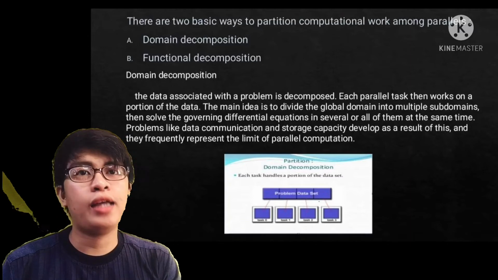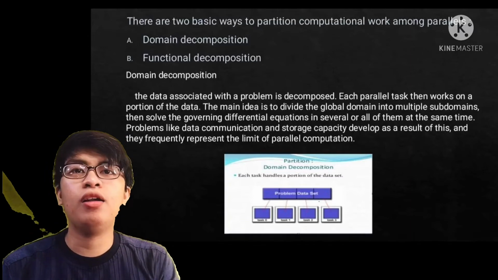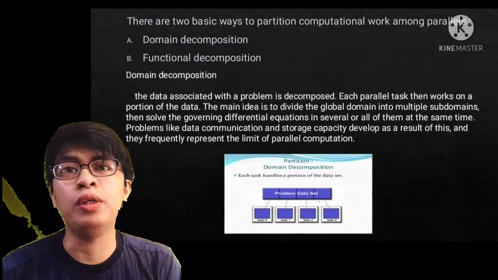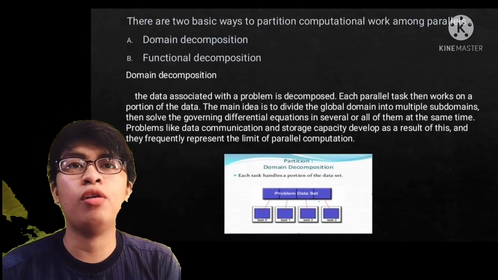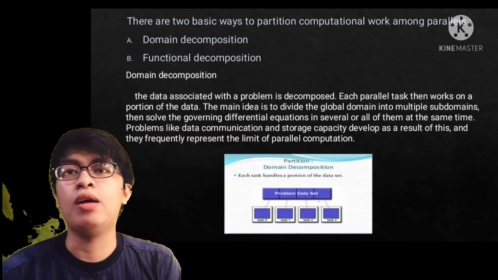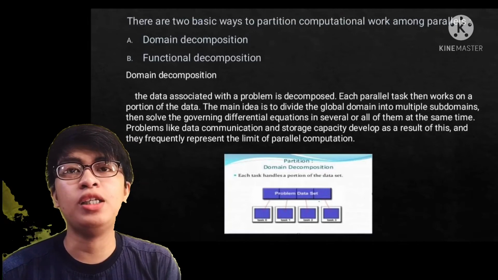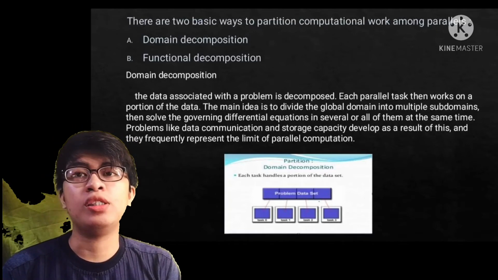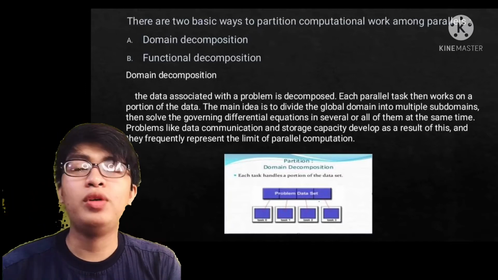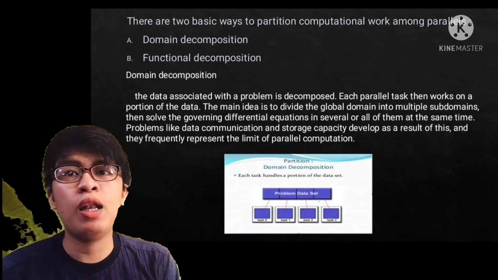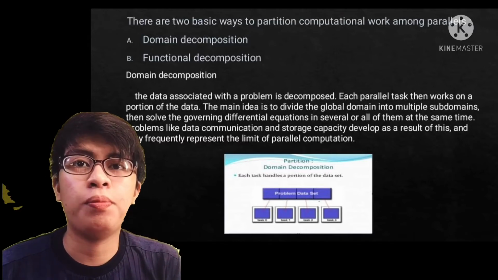Each parallel task then works on a portion of the data. The main idea is to divide the global domain into multiple subdomains, then solve the governing differential equations in several or all of them at the same time. Problems like data communication and storage capacity develop as a result of this, and they frequently represent the limit of parallel computation.